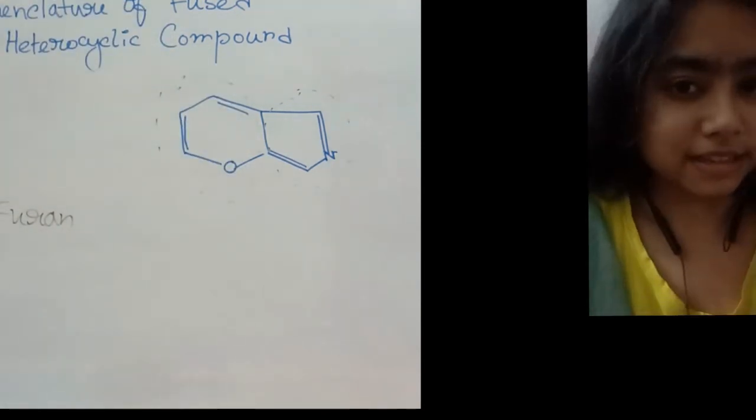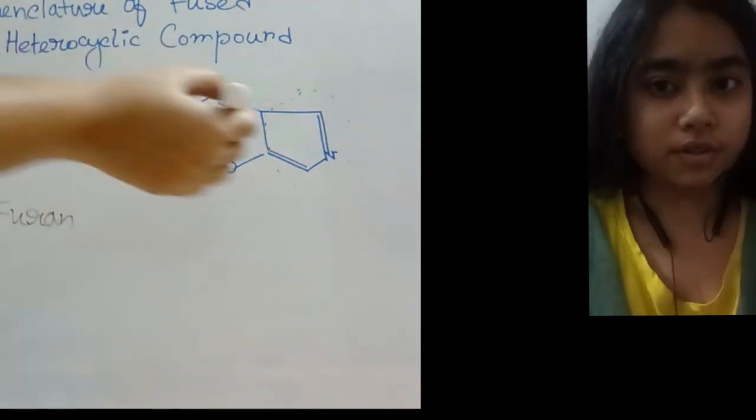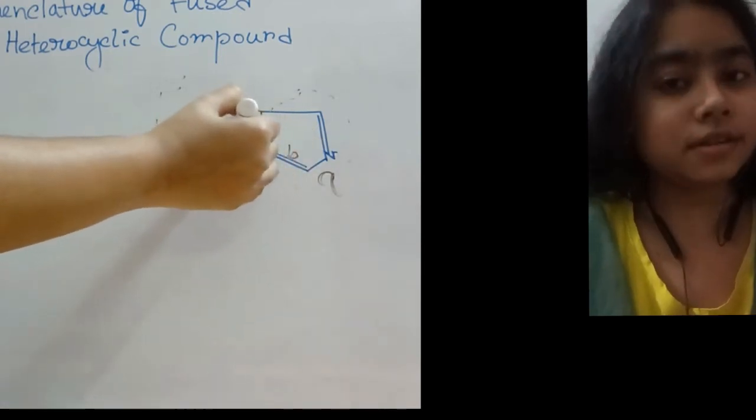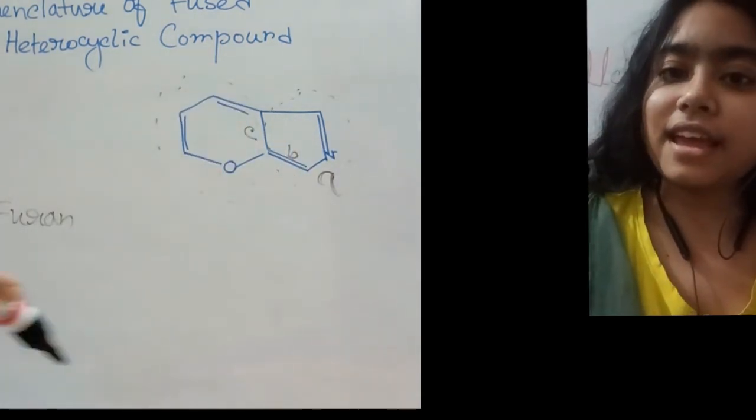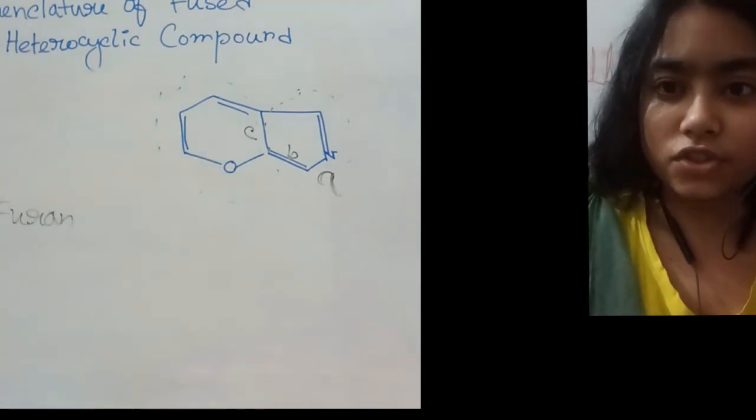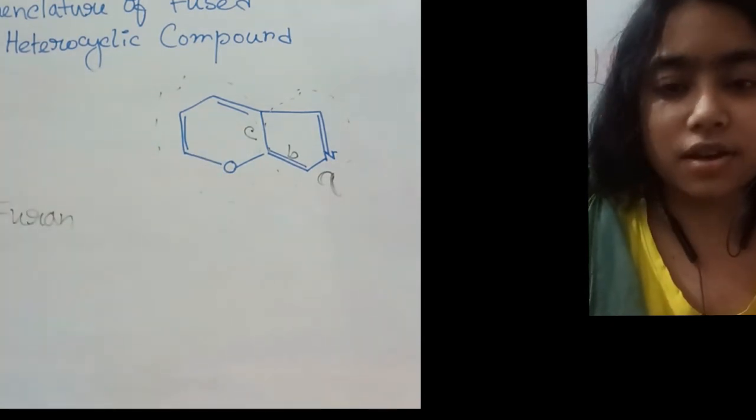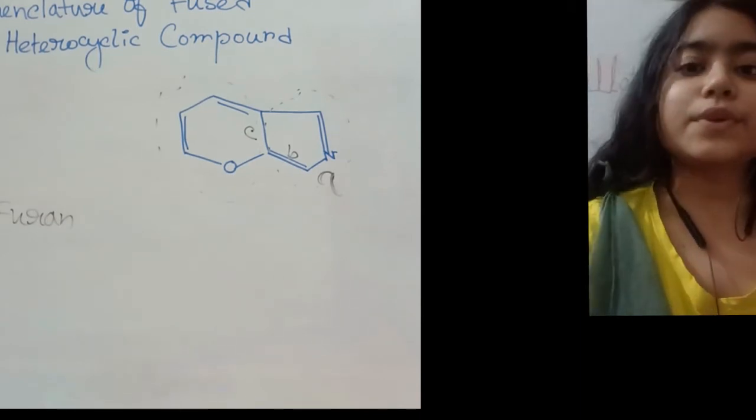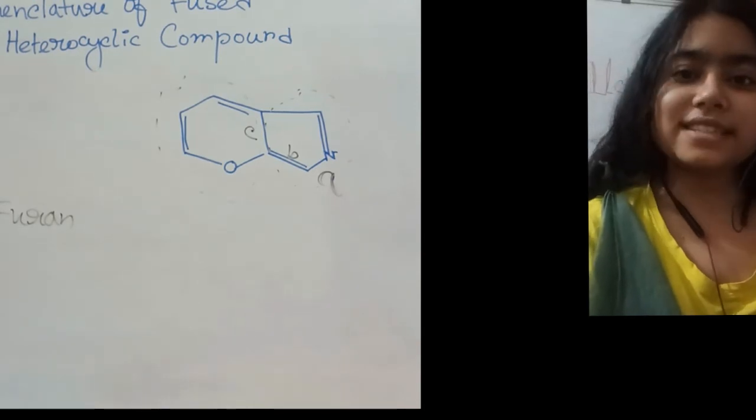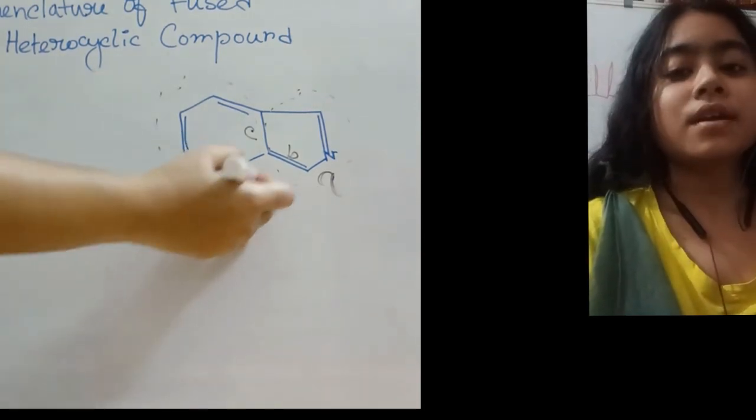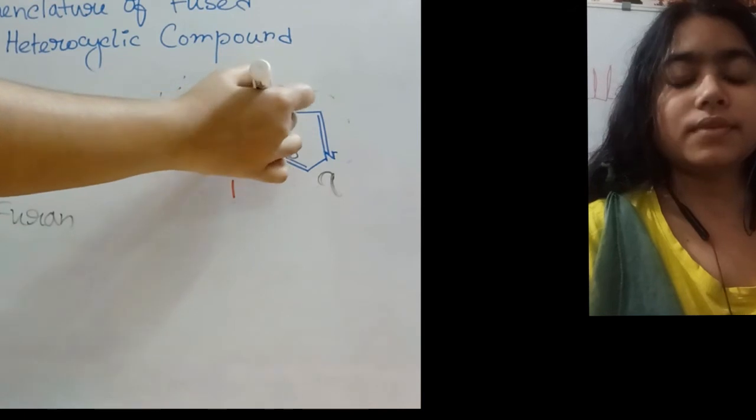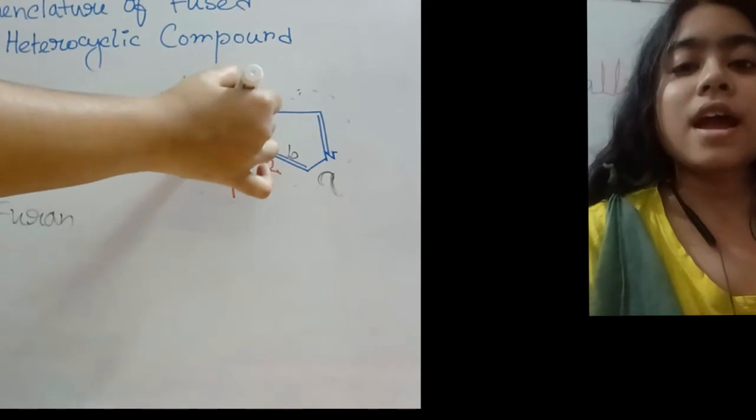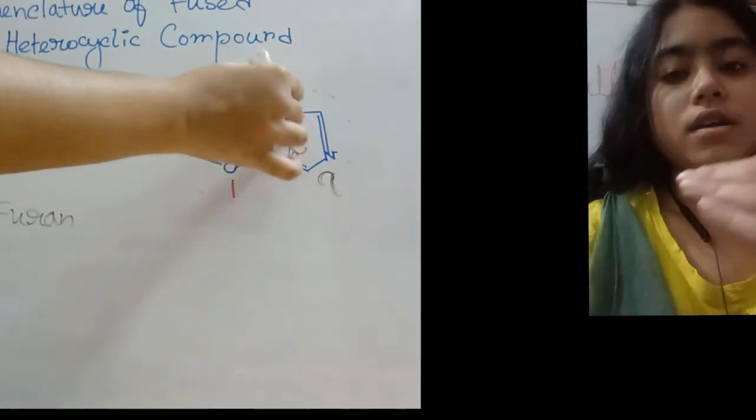If we put letters, we will go from the heteroatom towards the junction. Here is A, here will be B, and that junction will be C. Now we will do numbering. As the other prefix ring has a heteroatom, according to numbering we will go from the heteroatom towards the ring junction. We will put 1 there, 2 there and 3. So this 1, 2, 3 is going that side and this A, B, C is also going that side.